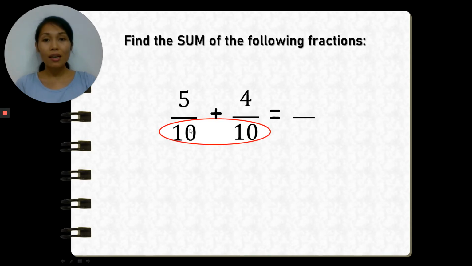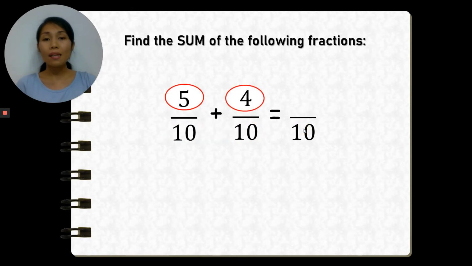You see the denominators are both 10, so you copy that on your answer, denominator 10, and then for the numerator you just add. Okay, so it's 5 plus 4. 5 plus 4 equals 9. So your answer is 9/10. Easy, yeah. We don't need to stay here longer.